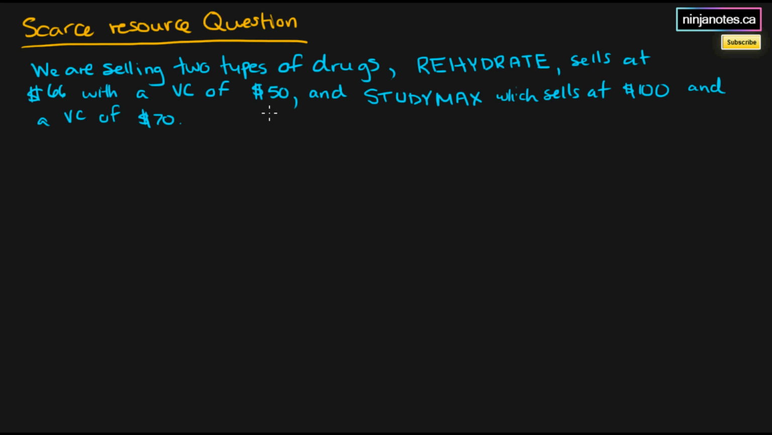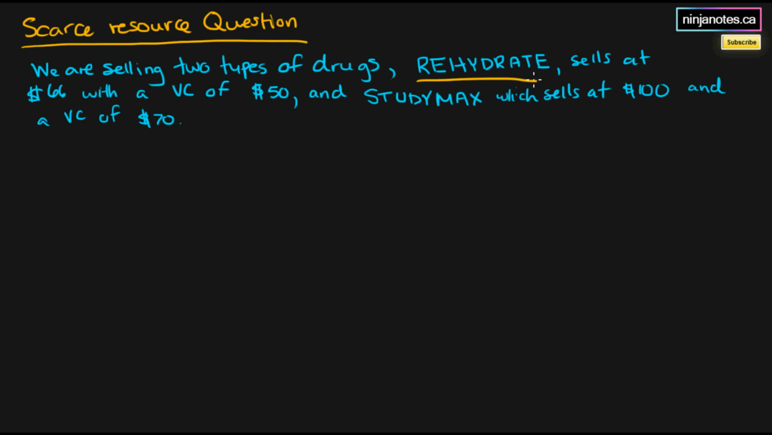So we have a scarce resource question right here, and it says that we are selling two types of drugs. These are directed towards students on campus. I guess a pharmacy company, or one of the big pharma companies, has decided to try and market these drugs.